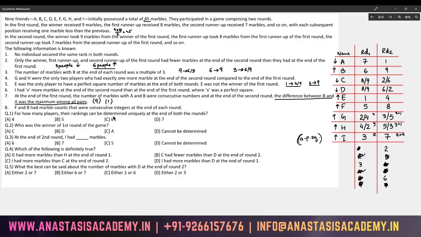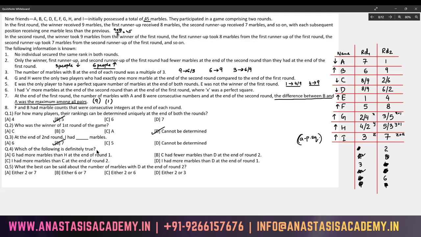For how many players can their rankings be determined uniquely at the end of both the rounds? We can do that for 5 players. For C, D, G, and H, we are not sure. Who was the winner of the first round of the game? The winner of the first round could be C or D. Both of them are possible. So the answer will be cannot be determined. At the end of second round, I had dash marbles. I had 7 marbles, option B.